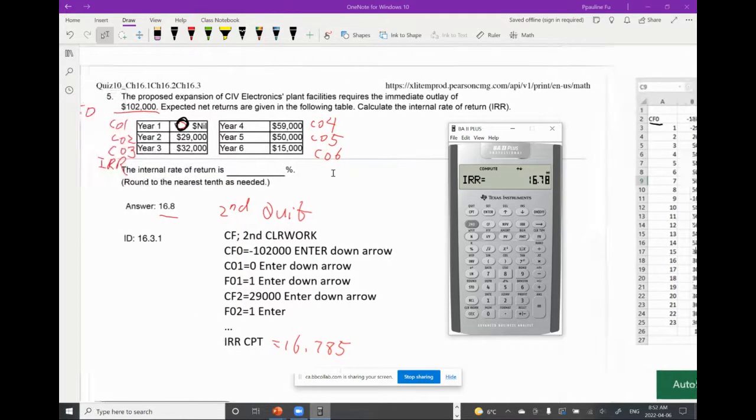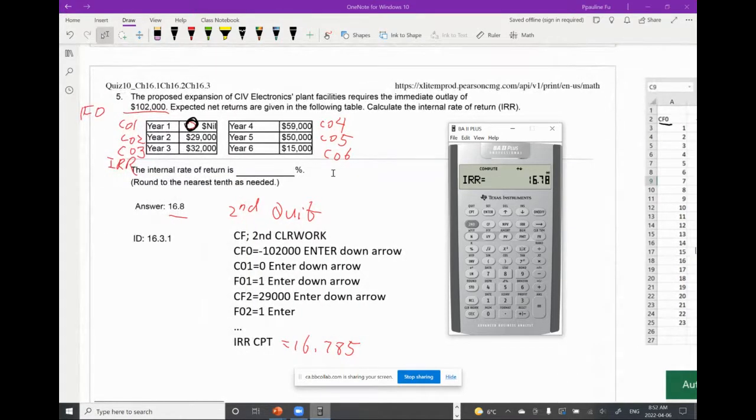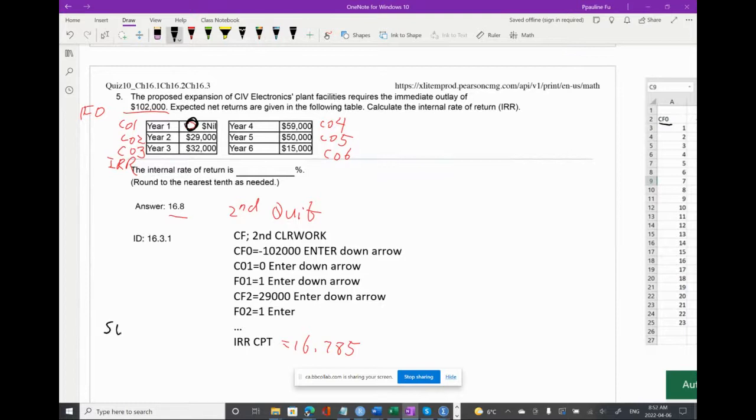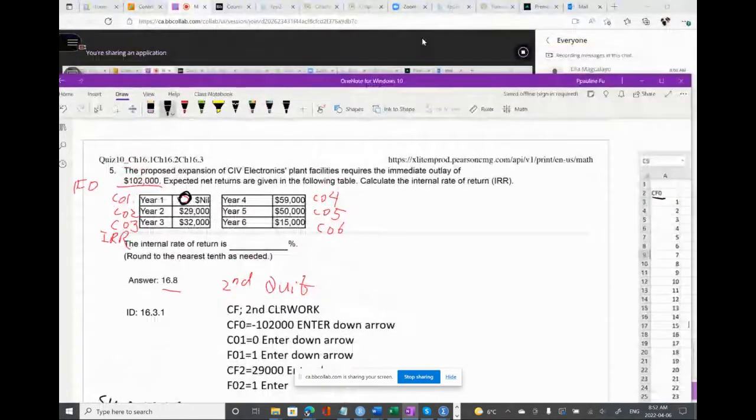Okay. Any questions? So in summary, in this section we did the internal rate of return and we did net present value. Those are the basics we did for today. For each one, I gave you the Excel method and the CF function on the calculator. Any questions?